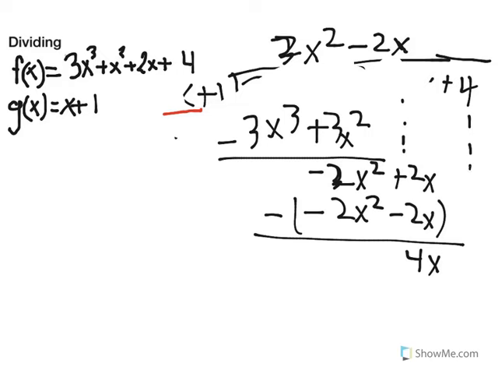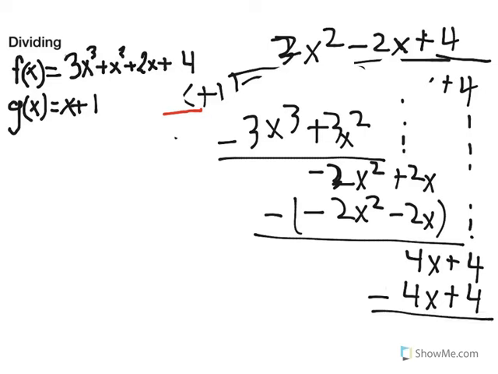And then you're going to want to bring down your last term. So your new equation is 4x plus 4. And you're going to want to see how many times x goes into 4x. And so that obviously goes into it 4 times. And then you multiply 4 by your x plus 1 and put it under your equation. So you end up with 4x plus 4. And then you're going to want to subtract those. And those cancel out to 0, so you have no remainder.